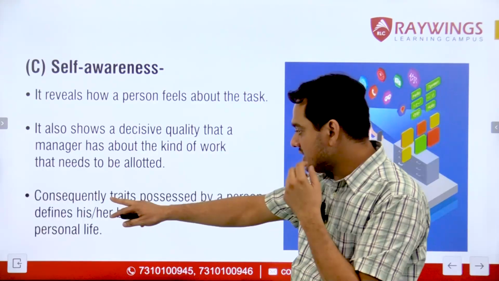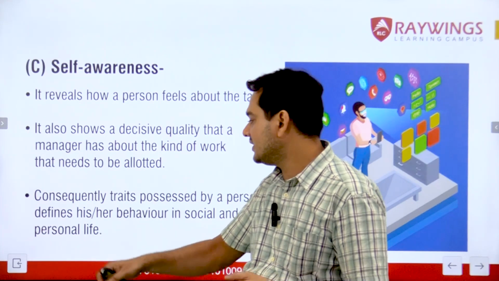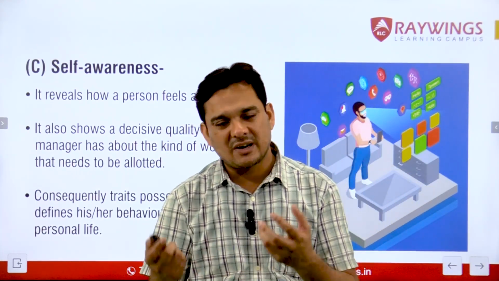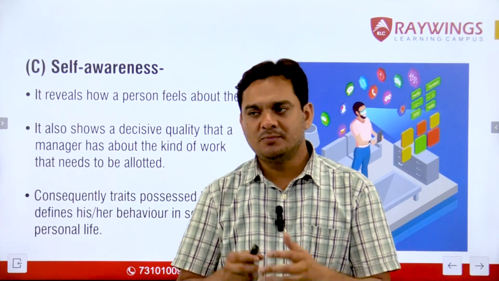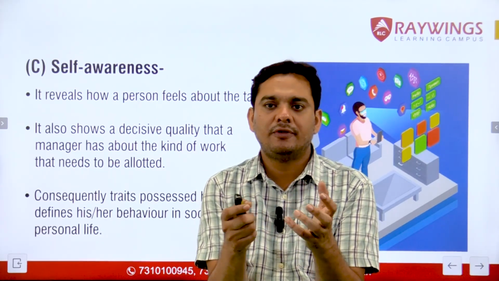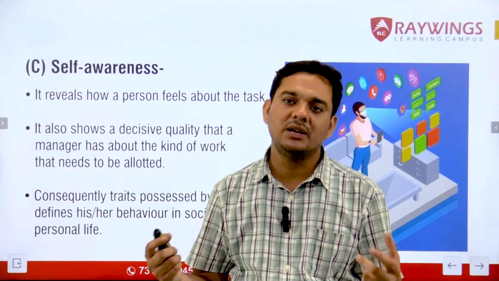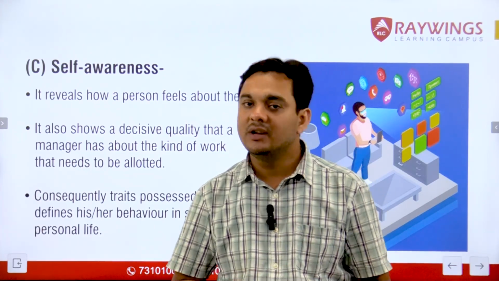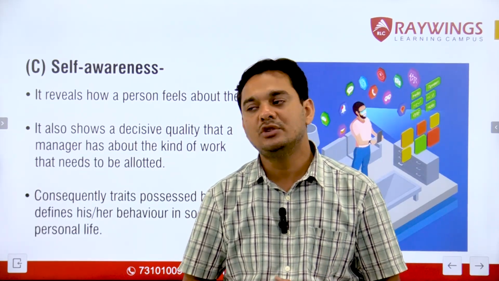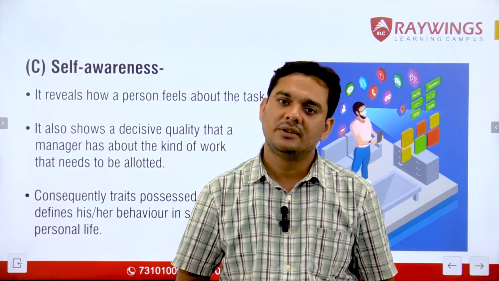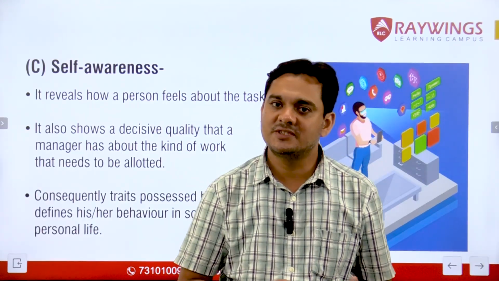Now, next we see consequently traits possessed by a person define his or her behavior in social and personal life. Whatever traits or qualities we possess decide our behavior. Suppose a person is very friendly in nature, he's an extrovert, he will like to communicate with other people, he would like to socialize with people. Those are the different behaviors. If a person is kind of an introvert, he doesn't want to talk to another person, he does not want to move out of his comfort zone, that can be another perspective.